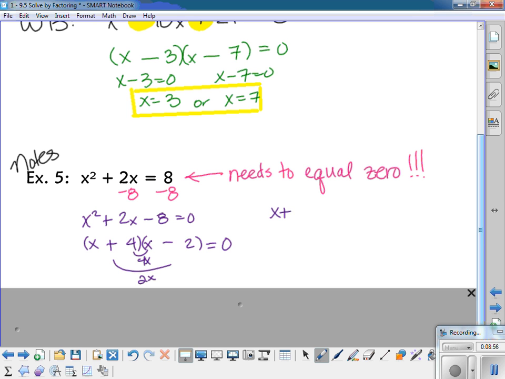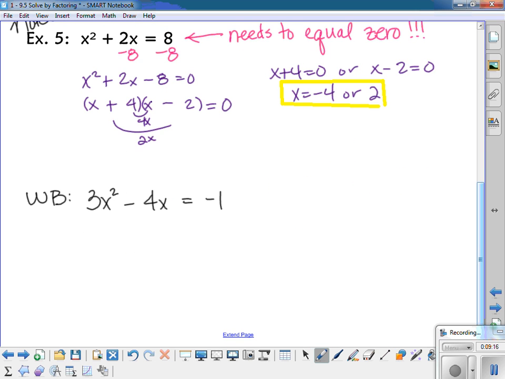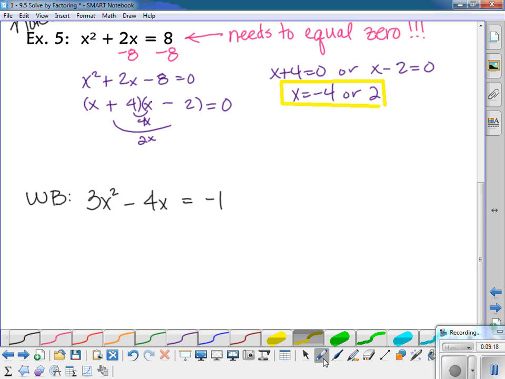All right, so that means that x plus 4 equals 0, or x minus 2 equals 0. So x is negative 4, or positive 2. Any questions about what I did? No? Alrighty. Then here's one for your whiteboards.